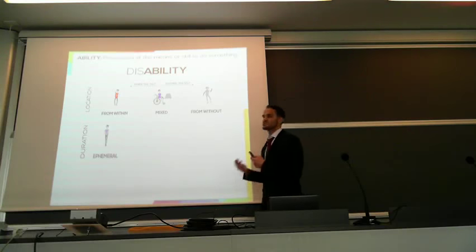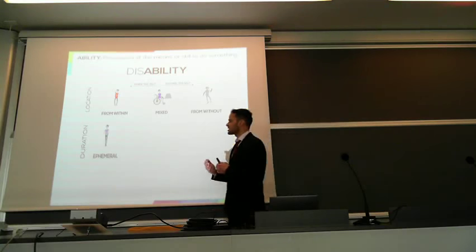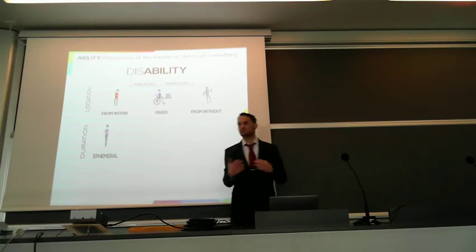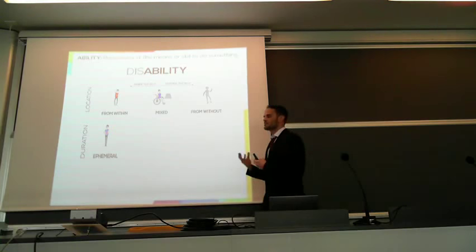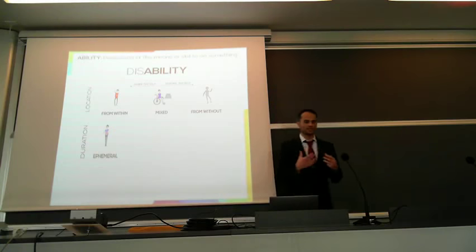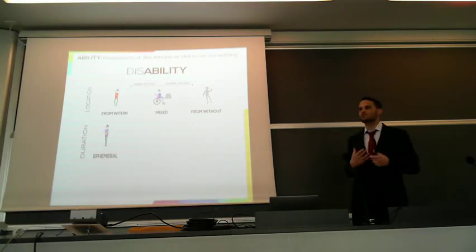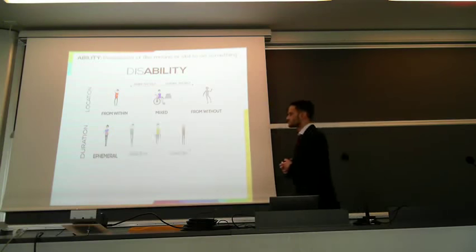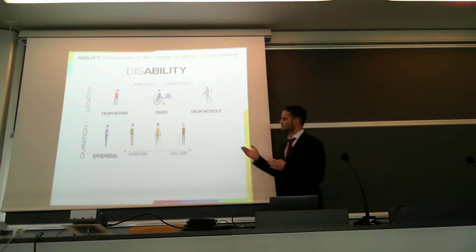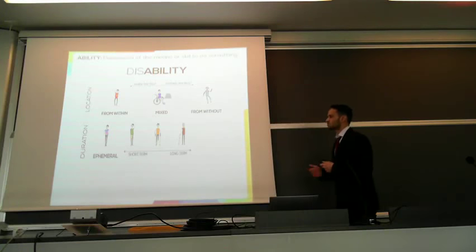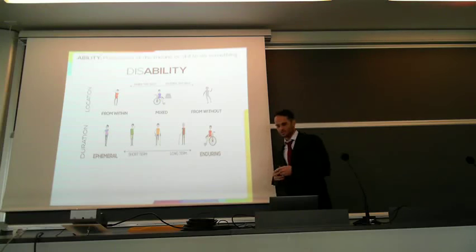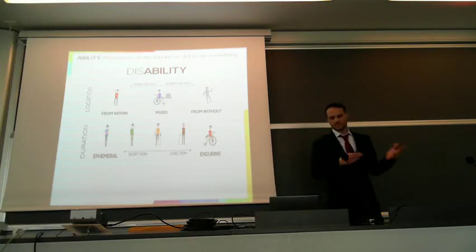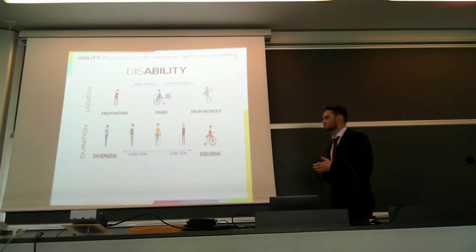And then there's another dimension, which is duration. The disability can be ephemeral, so it means that a parent carrying a child, in that particular moment, is having an inability to do something with his hands, with his arms. And then we come across from short term to long term, many other kinds of durations, until the enduring disability. And in some cases, this is also called a chronic condition.